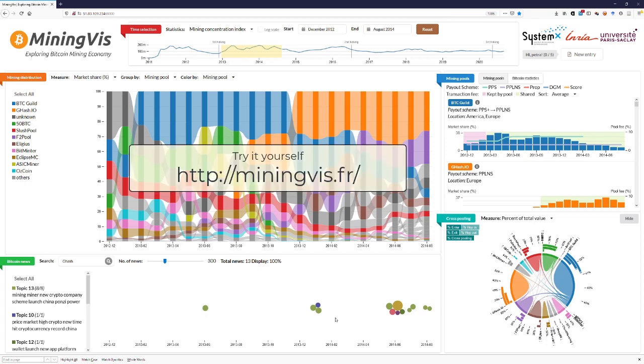In summary, MiningVis consists of multiple views that bring together various related types of data about the Bitcoin mining ecosystem.